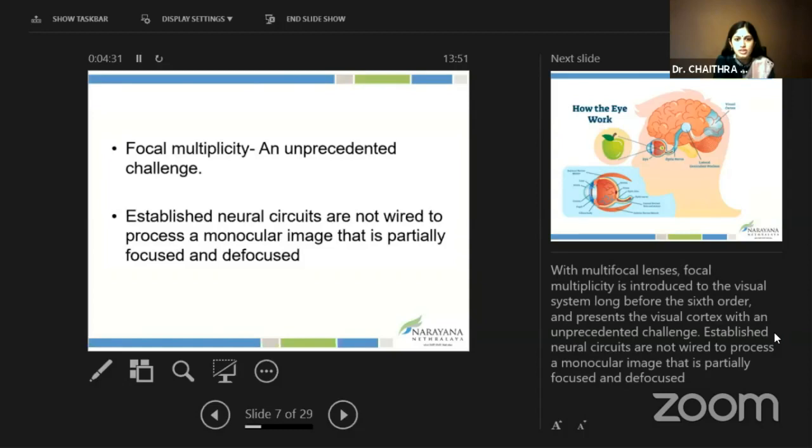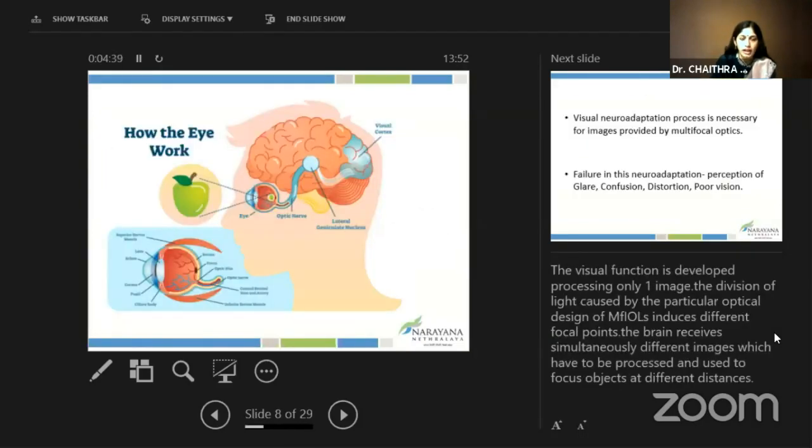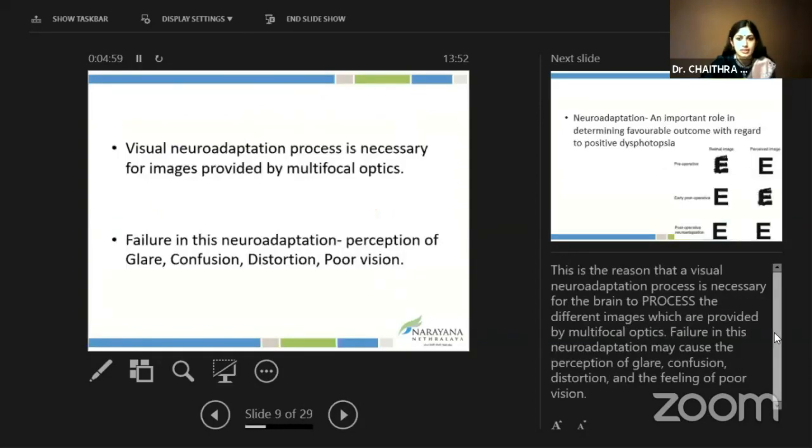Our established neural circuits are not wired to process a monocular image that is partially focused and defocused. So our eye works in such a way that it processes only one image at a time, monocularly. So the division of light caused by the multifocal lens induces different focal points. Thus, the brain receives simultaneously different images which have to be processed and used to focus objects.